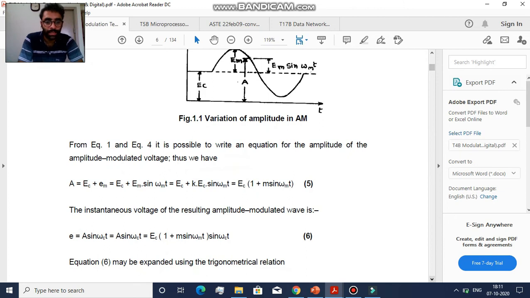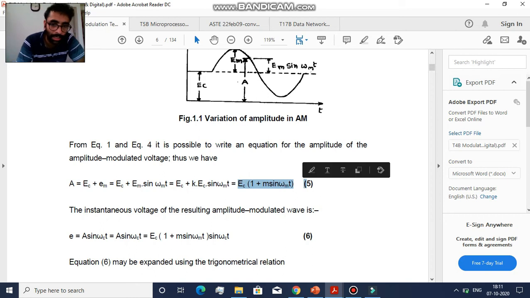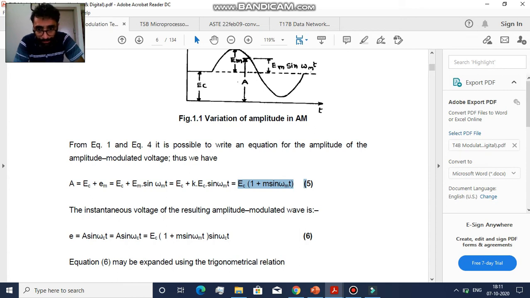And the instantaneous value of the resulting amplitude: if you want to find out the amplitude of this amplitude modulated wave, it is nothing but EC plus EM sine omega mt. You can write EM as K into EC, so K into EC sine omega mt. You can take out EC common, and what remains is EC (1 plus M sine omega mt), where M is the modulation index.